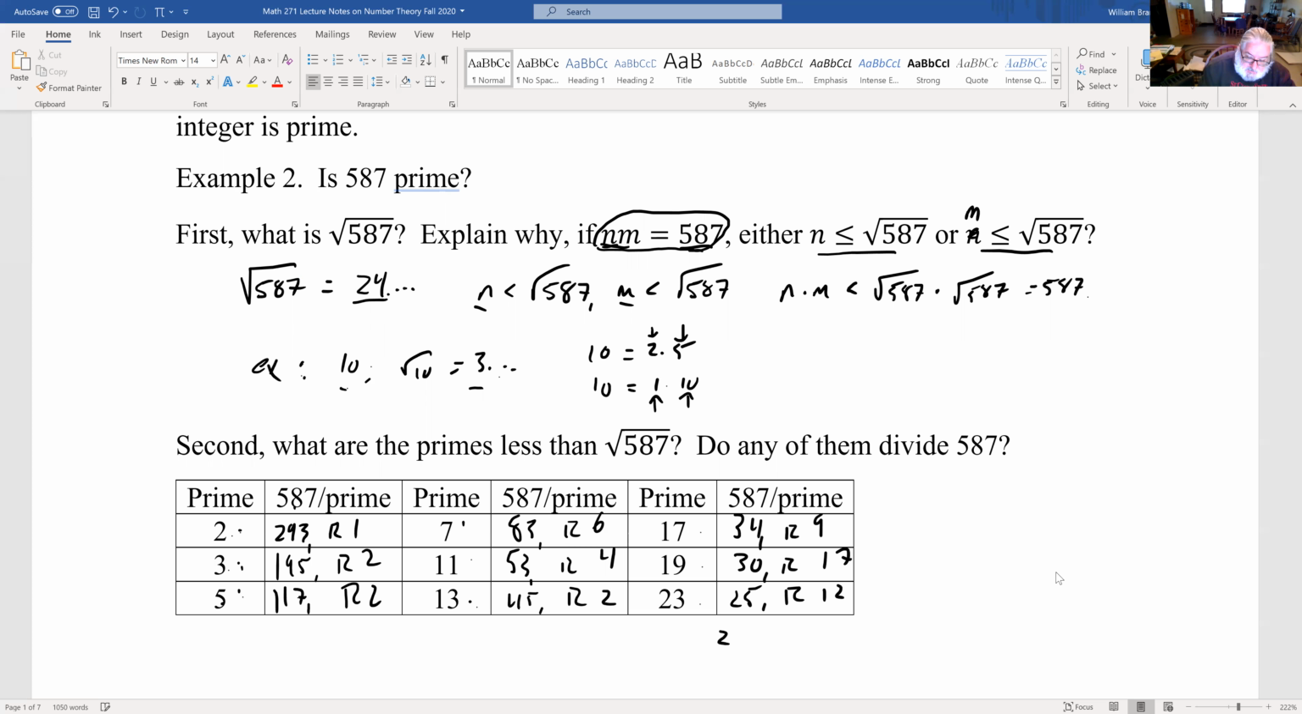And we can go on to 29, for example. Oops, 29 goes here. And then that gives me 20 with a remainder of 7. Note that once we go past the square root of 587, right? 23 times 25, but then 29 times 20, right? That number is less than the square root of 587. So the answer to this question is no.